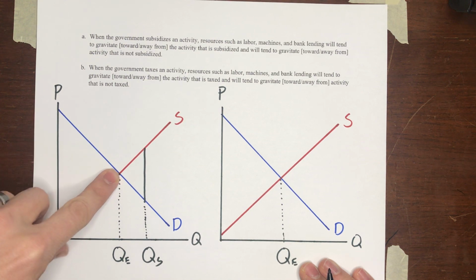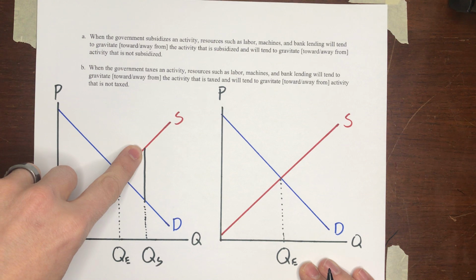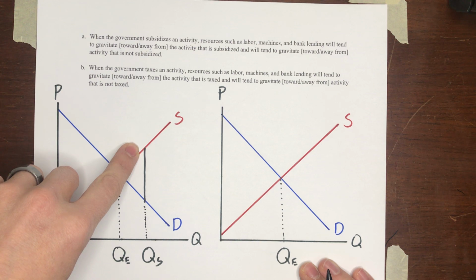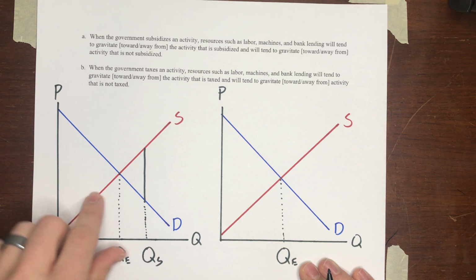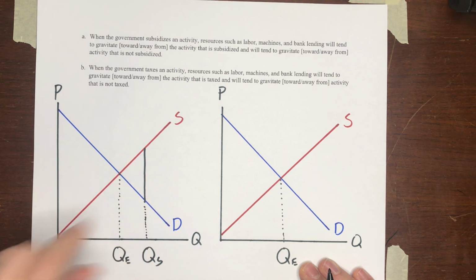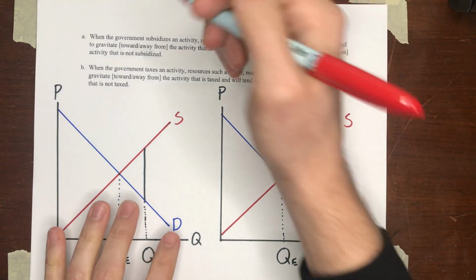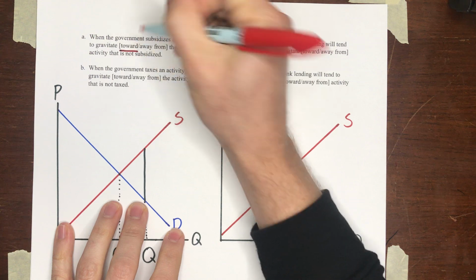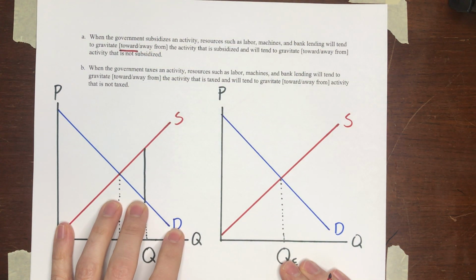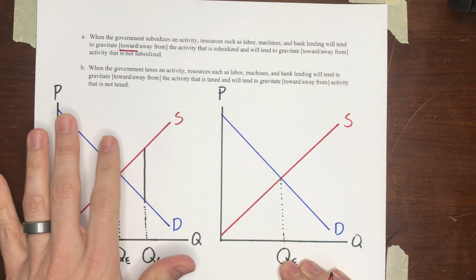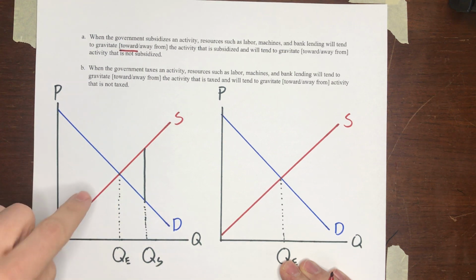And that means that firms are producing more of the product. If they're producing more of the product, that means they're going to need more labor, more machines. They're going to be borrowing more money from banks. They're going to need to buy more buildings, okay? And so that all suggests that when you have a subsidy, it's going to move resources towards the good that you are subsidizing, okay? Now, what will it do for goods that you're not subsidizing?